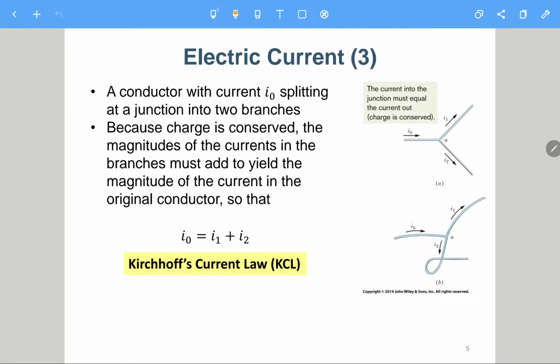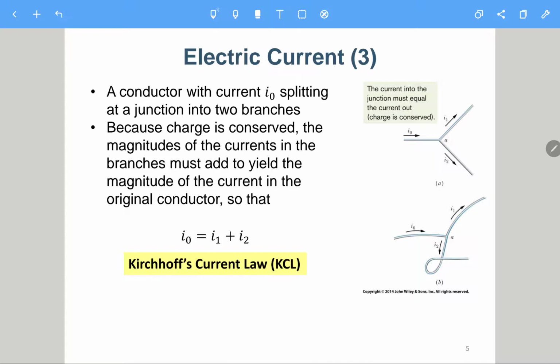So here is a simple law called Kirchhoff's current law. This is not the chemical material potassium chloride, not KCl. This is the Kirchhoff's current law in circuit theory.